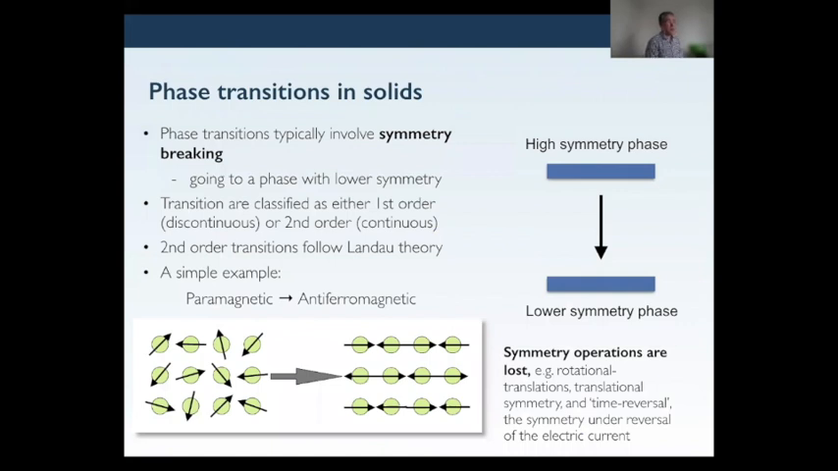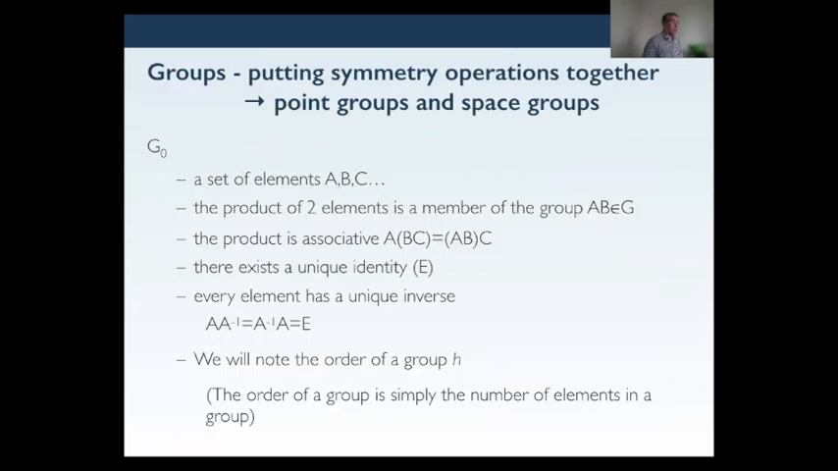Now, when we're looking at phase transitions in solids, a starting point often comes from Landau theory and involves symmetry breaking. So we're going to a transition from a high symmetry phase to a lower symmetry phase. You can work with Landau theory. An example of this would be going from a paramagnetic phase, where we have no net magnetization, to an antiferromagnetic phase, where in this case we have collinear but antiferromagnetic alignment of spins. And when we do this, some symmetry operations are lost, and this is involved in the phase transition.